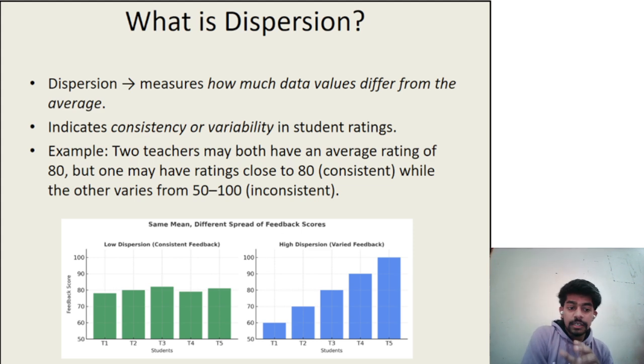Also, dispersion tells us how much the data points deviate from the mean value. In feedback analytics, this helps identify how consistent students' opinions are. A smaller spread means mostly students agree. A larger spread shows mixed or inconsistent feedback. Let's move on to the next slide.